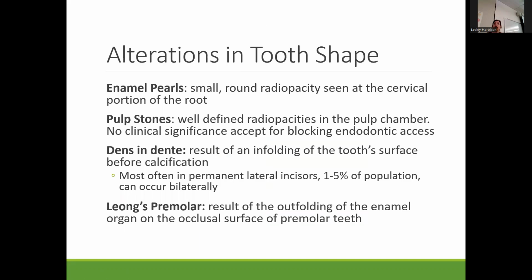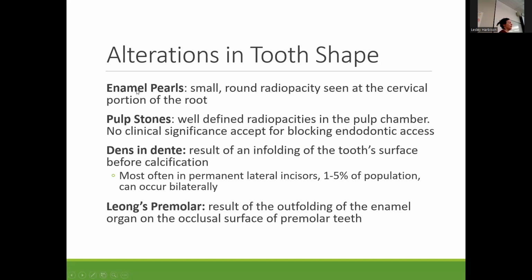Okay, some more terminology. Enamel pearls are small, round, and radiopaque. They're going to be radiopaque like enamel, because it's an enamel pearl. It's seen in the cervical portion of the root, but an enamel pearl can be in other areas as well. A pulp stone is a well-defined radiopacity in the pulp chamber. No clinical significance except for blocking endodontic access. That would be a bummer for an endodontist.